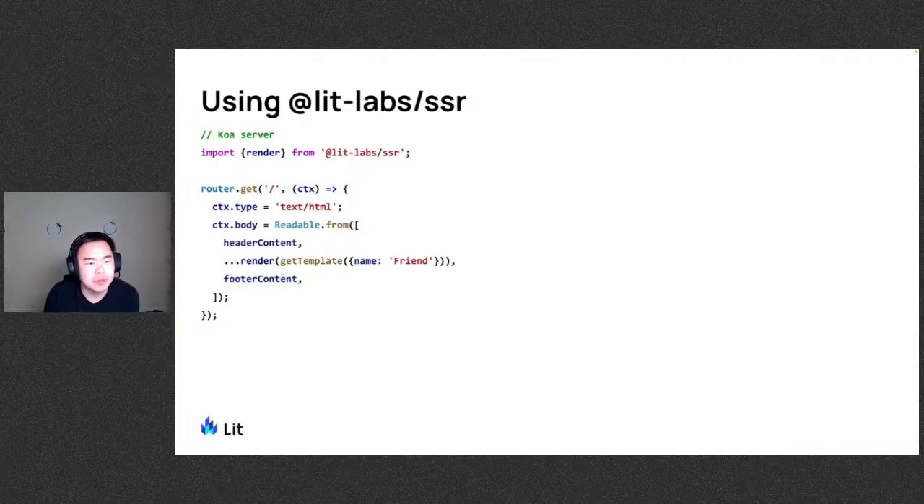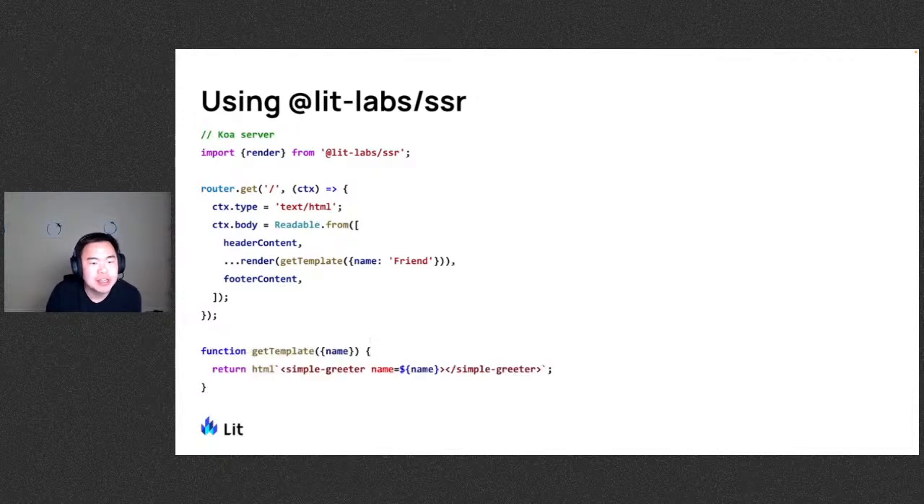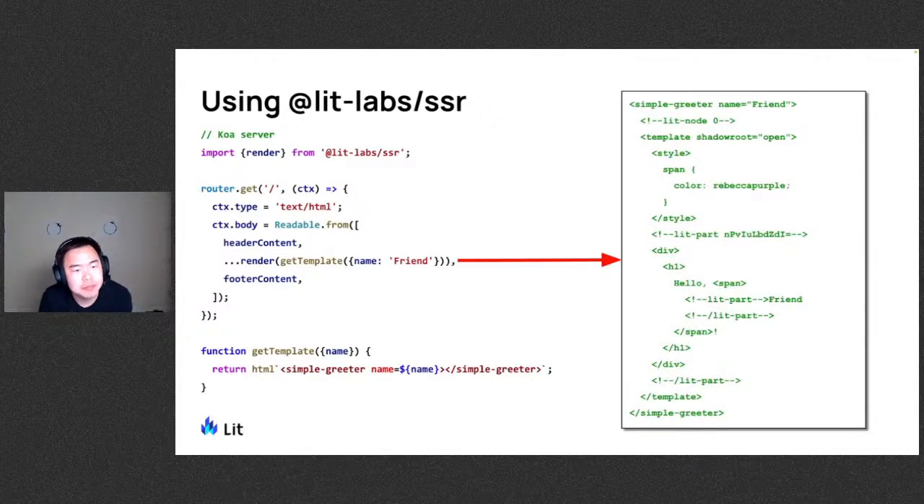You can imagine you can even pull this data from the request context or such. The get template function looks like this, where we're taking the data object and returning out a lit template here with the simple greeter, giving it the name attribute from the data provided. So this, as we've seen earlier, the render function will go ahead and turn that into HTML markup with a declarative shadow DOM. And this will be embedded as part of the response body from the server, and the browser can go ahead and parse all of this for the initial render of the page.